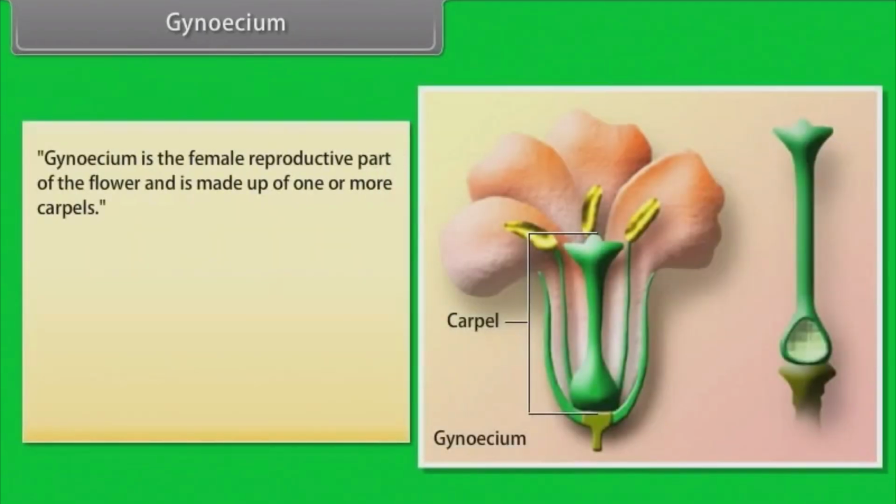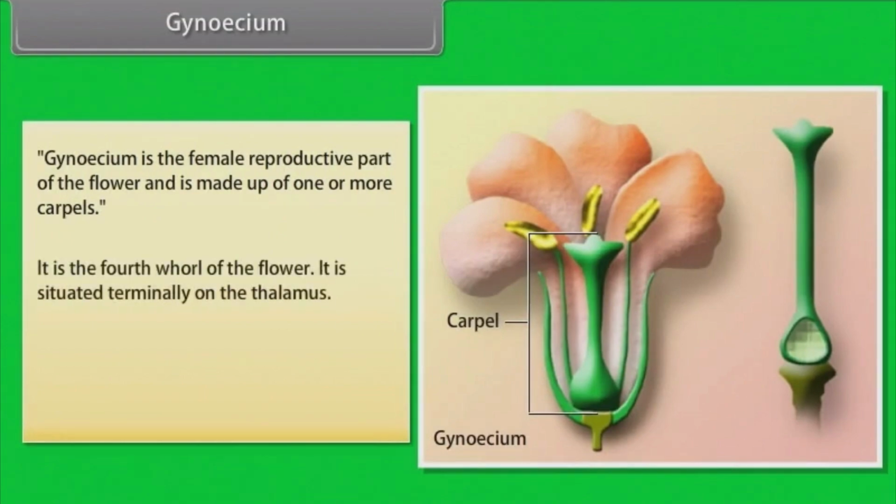Gynoecium. Gynoecium is the female reproductive part of the flower and is made up of 1 or more carpels. It is the 4th whorl of the flower.